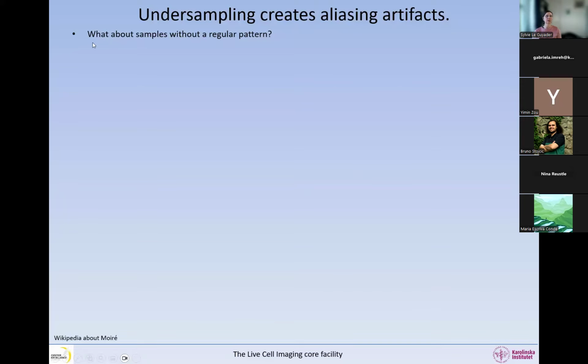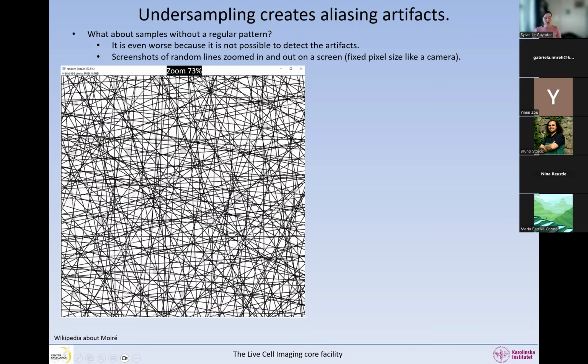So what about samples without a regular pattern? Because even the zebra has a regular pattern. So what happens with a sample without a regular pattern? Well, it's even worse because you cannot possibly detect the artifact. You don't know what they are. So here I have tried to reproduce a sample that could be, for example, an actin label or a tubulin label. So we have random lines. I created an image of random lines.